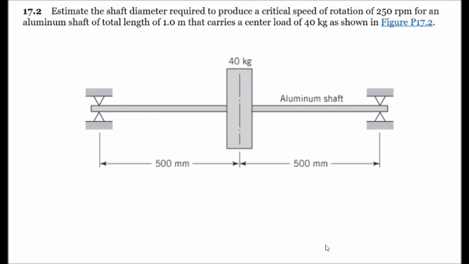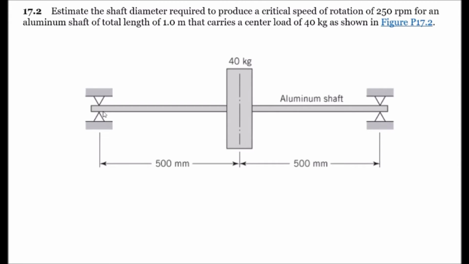Let's take a look at problem 17.2 now. In this problem, they ask us to estimate the shaft diameter required to produce a critical speed. They give us the critical speed of rotation of 250 RPM for an aluminum shaft with a total length, our L value, of 1 meter that carries a load at the center. So we have a center load of 40 kilograms as shown in the diagram below.